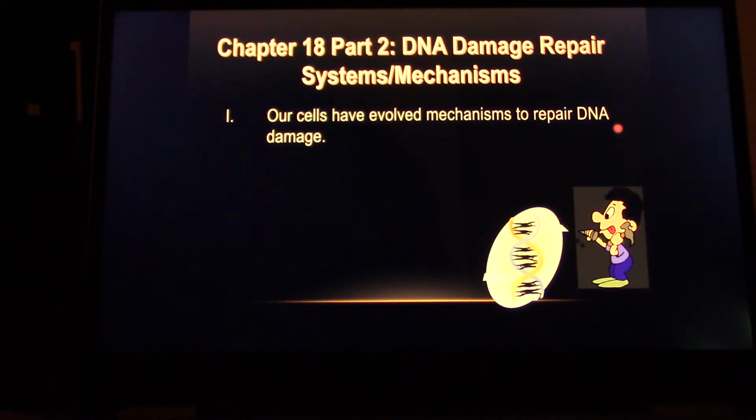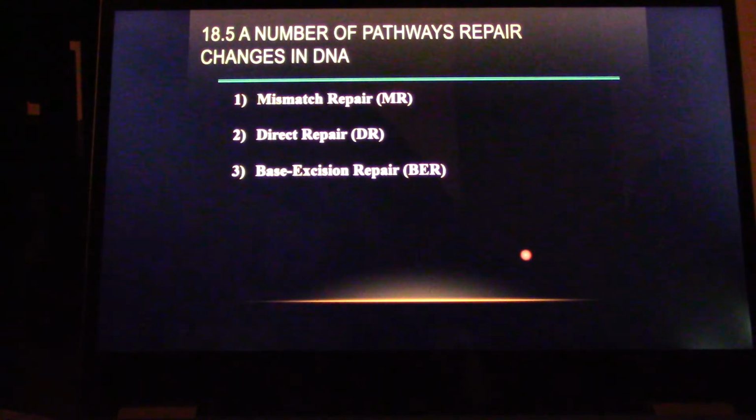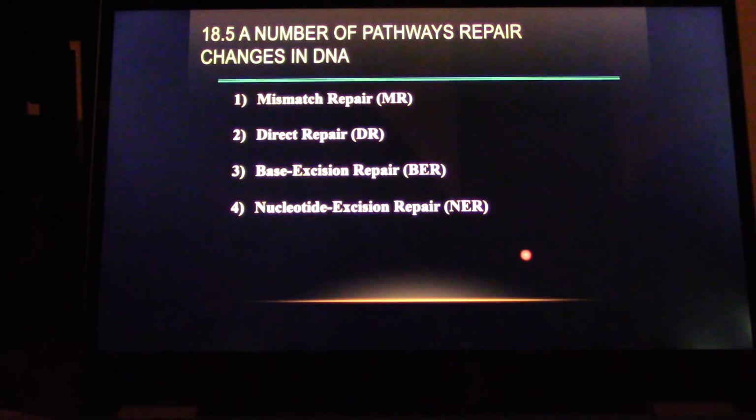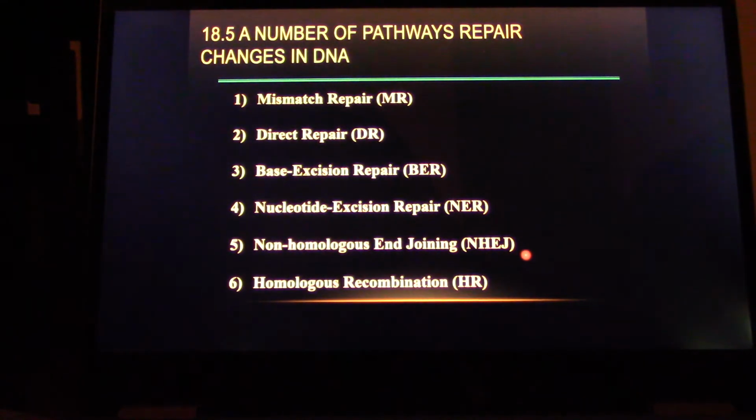Chapter 18, Part 2, DNA Damage Repair Systems, or if you like, DNA Repair Mechanisms. Our cells have evolved mechanisms to repair DNA damage, so when it's broken, we have the ability to fix it. A number of pathways repair changes in DNA, including the mismatch repair, or MR pathway, the direct repair, or DR pathway, the base excision repair, BER pathway, nucleotide excision repair, or NER for short, non-homologous end joining, NHEJ for short, and last, homologous recombination, or HR for short.